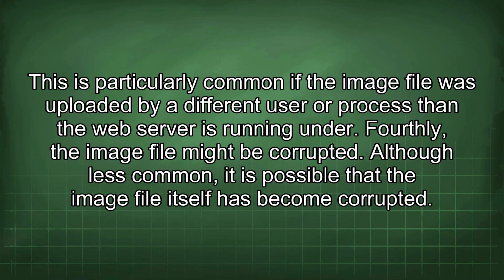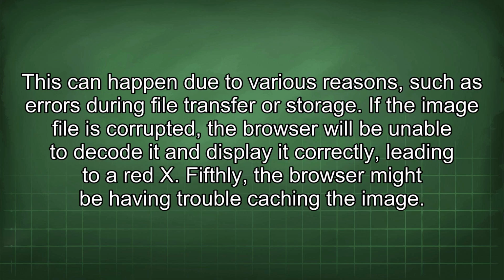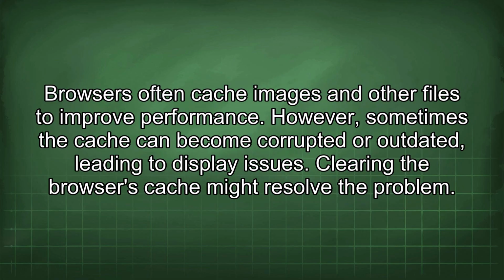Fourthly, the image file might be corrupted. Although less common, it is possible that the image file itself has become corrupted. This can happen due to errors during file transfer or storage. If the image file is corrupted, the browser will be unable to decode it and display it correctly, leading to a red X. Fifthly, the browser might be having trouble caching the image. Browsers often cache images and other files to improve performance. However, sometimes the cache can become corrupted or outdated, leading to display issues. Clearing the browser's cache might resolve the problem.